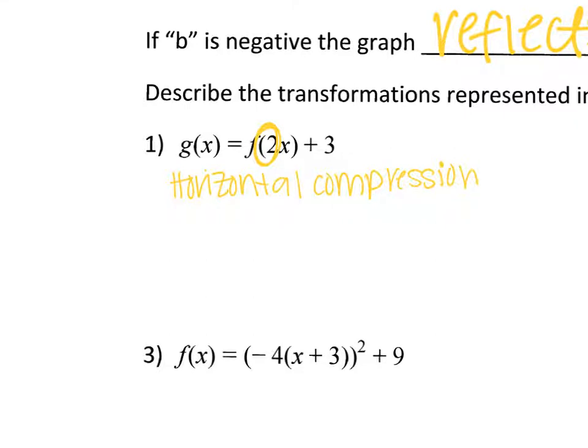Now, we're going to take the reciprocal, 1/2, and we're not going to make it negative. We want it to be positive. We're multiplying everything by positive. So anytime you get it out, it should be positive. So do not make it negative, keep it positive. There's nothing else inside. I'm not shifting to the left or the right, but there is this +3 on the outside. So that tells me I'm shifting up 3 units. Let's look at number 2.